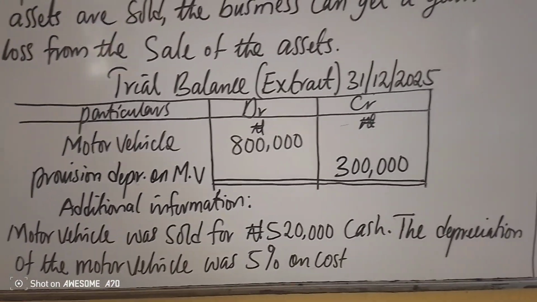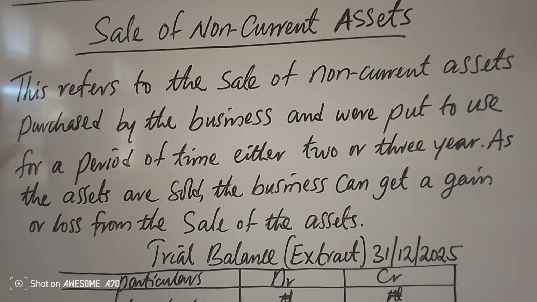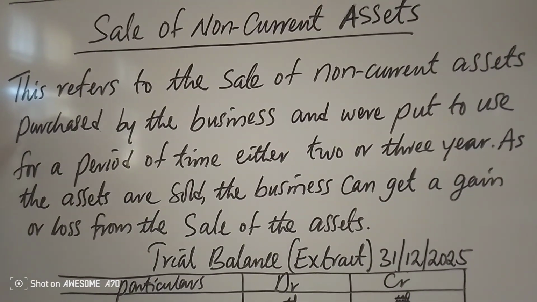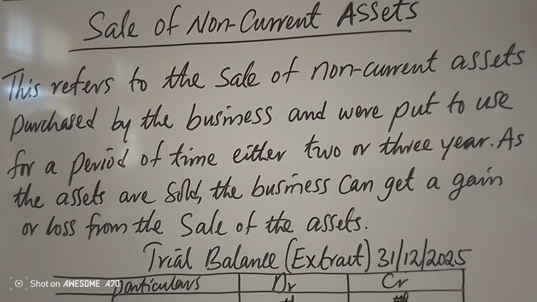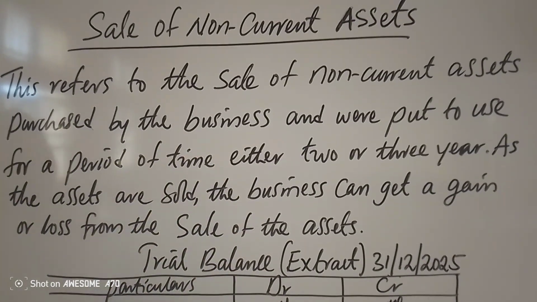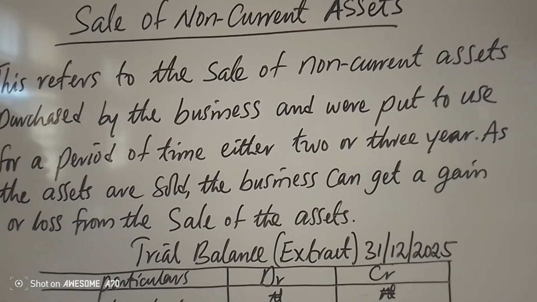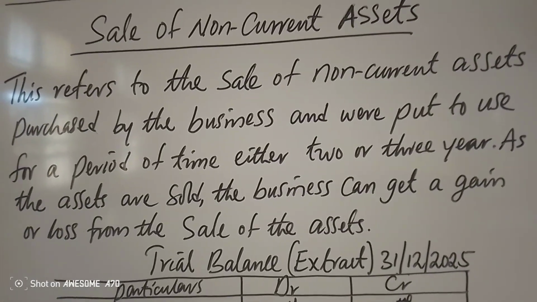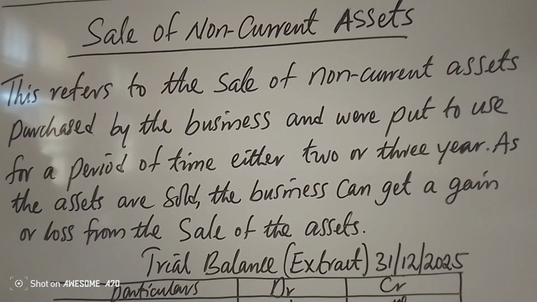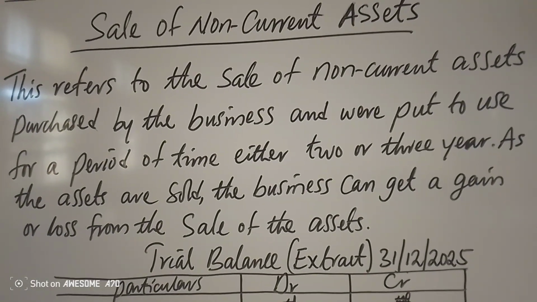So what do we mean by sale of non-current assets? This refers to the sale of non-current assets purchased by the business and put to use for a period of time, either 2 or 3 years or even more, as the case may be. As the assets are sold, the business will either make a gain or a loss from the sale. Though the assets were not meant for sale, as they are sold, the business either recovers money and makes a gain, or loses money, as the case may be.